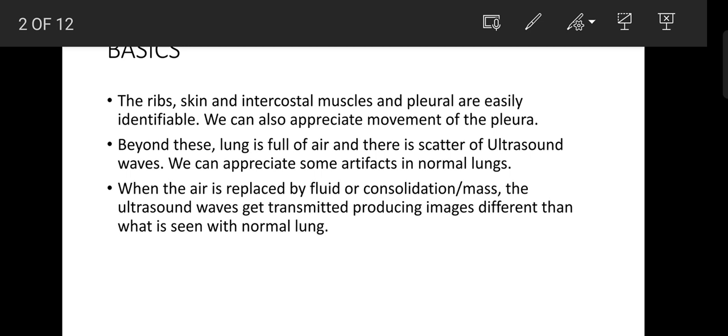When the air is replaced by fluid or consolidation of mass, the ultrasound waves get transmitted, producing images different from what is seen with normal lung. And based on these images, we ascribe some pathological diagnosis.